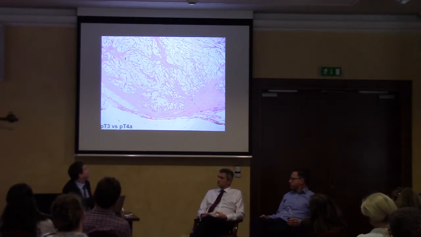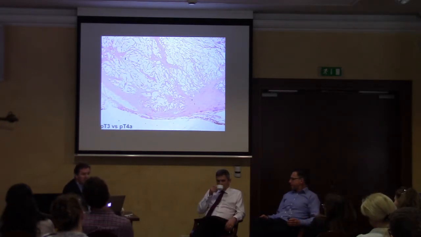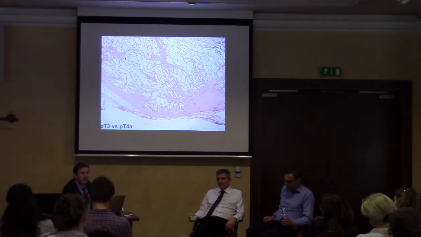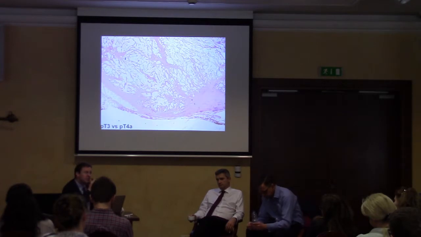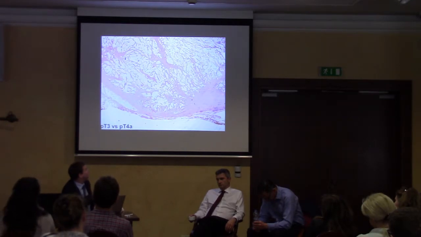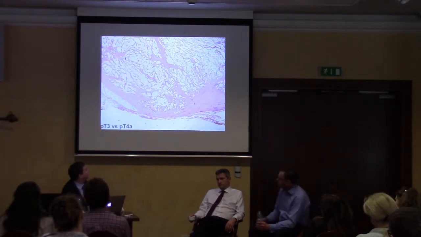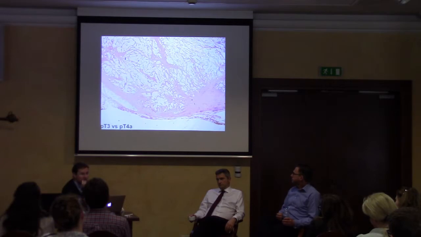So in this setting, what we will be doing is examining multiple levels. We can do some stains to look for the elastic lining of the peritoneal cavity, but it's a bit of a grey area as to what is enough to make it PT4 disease. Personally, in this view, I certainly wouldn't call this PT4 disease. There's clearly a line of encapsulating connective tissue here, but this is the distinction we're trying to make.